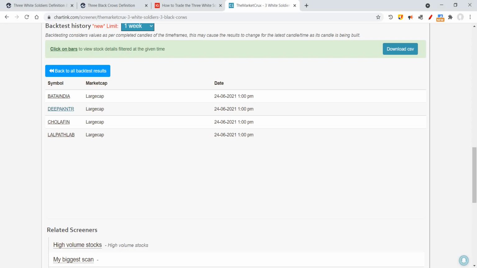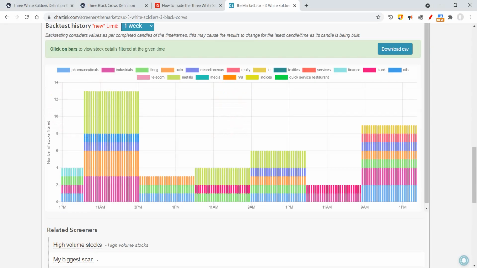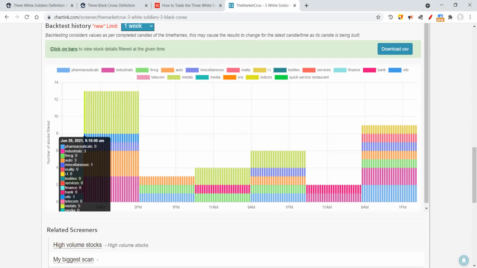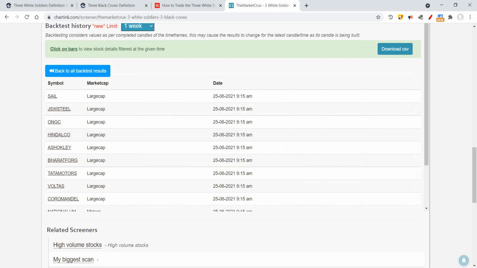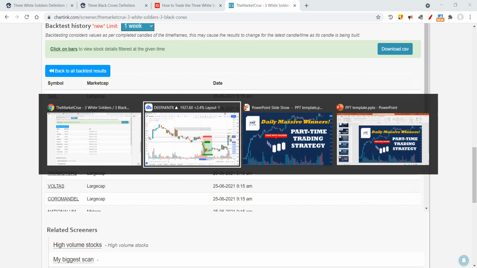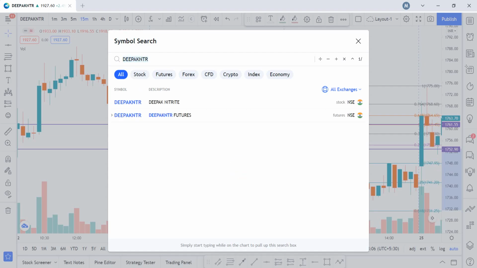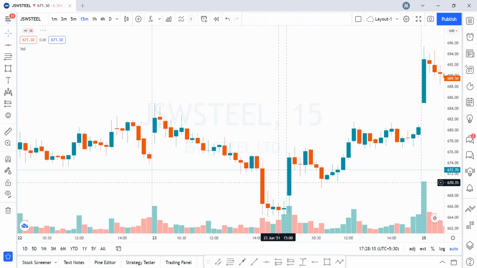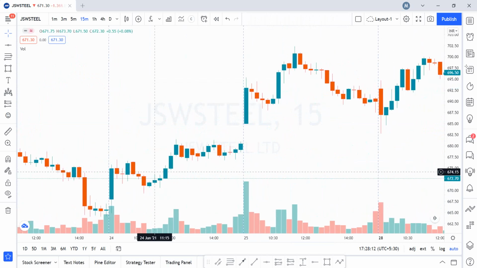Let's check one more example, so as not to extend the video too long, but I think you might have got a fairly good idea. For the 25th of June, I would just randomly pick JSW Steel, and let's see what happened with this stock. Okay, so we need to look for the 25th of June.